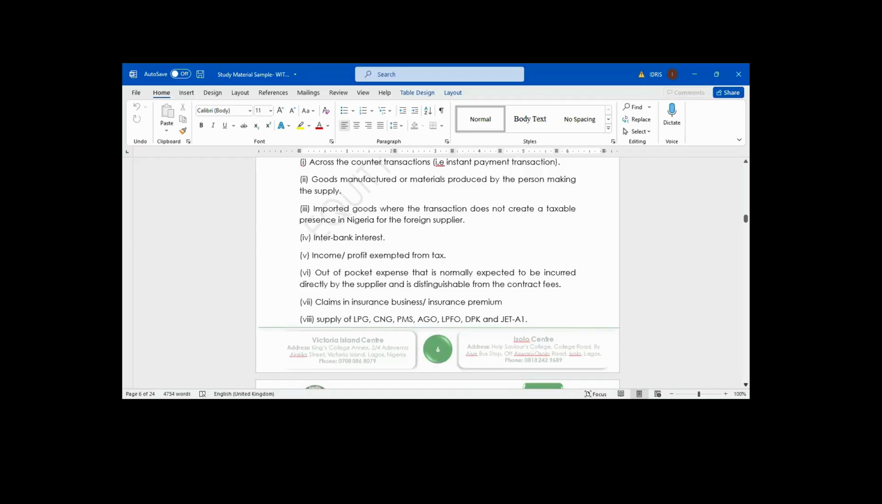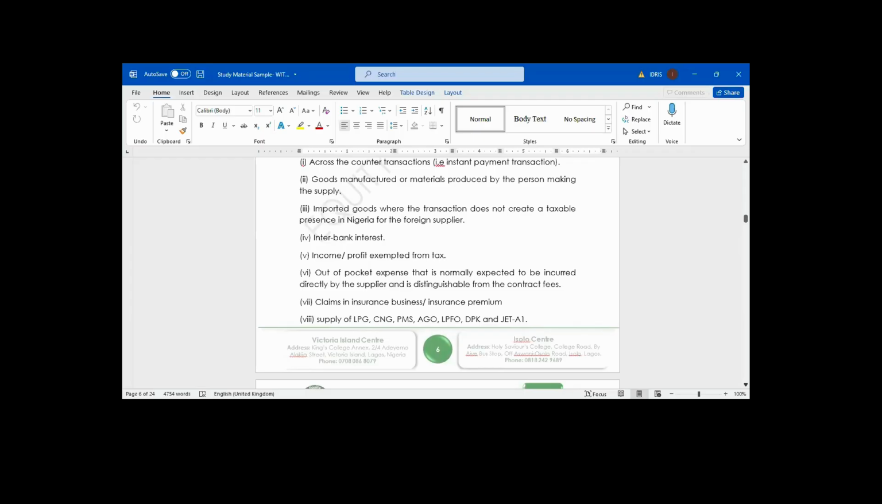Across the counter transaction means I went to SPAR to go and buy 20 laptops. I walk into the SPAR. I said I want to buy 20 laptops. If I want to pay SPAR, am I going to say I'm going to deduct withholding tax? I cannot deduct withholding tax because I'm the one that went there. It's direct purchase. I carry my money, go. I did not give them contract. I cannot deduct withholding tax.